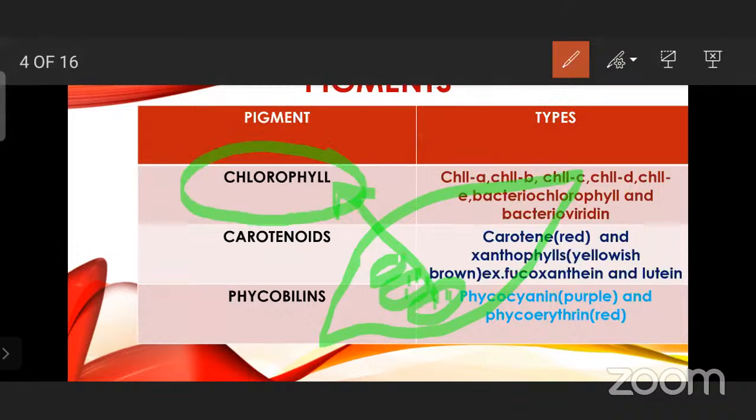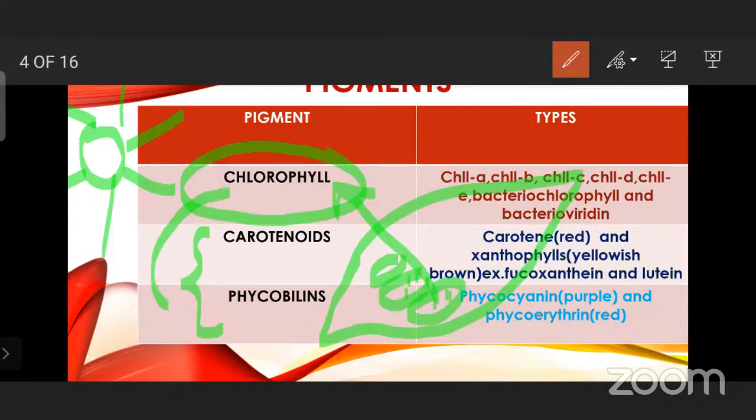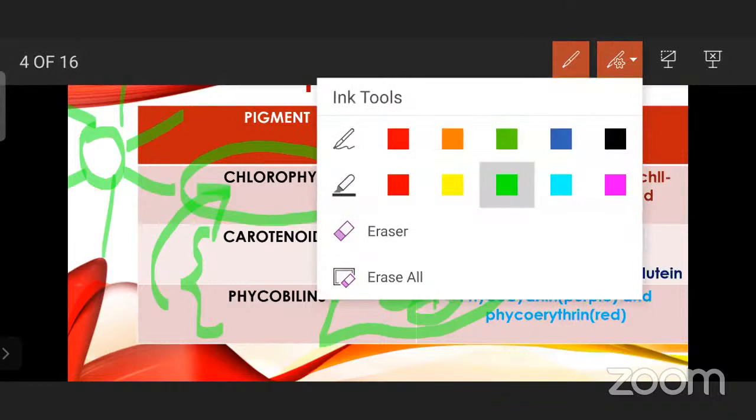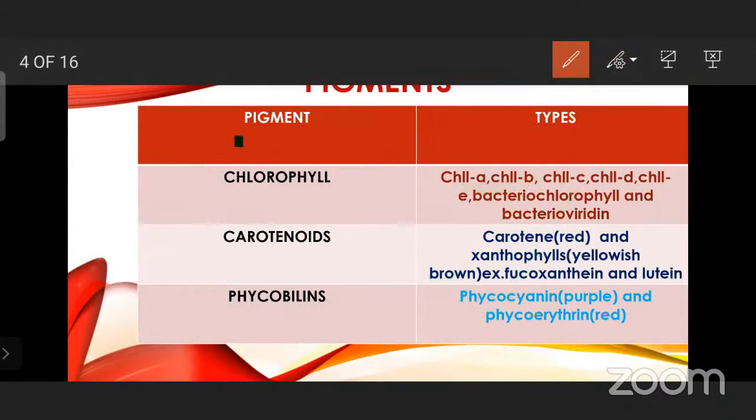This particular chlorophyll pigment is very, very important to trap the solar energy or harvest the sunlight energy. And carotenoids and phycobilins are also going to harvest. These are accessory pigments. They will also trap the sunlight energy and supply it to the chlorophyll reaction center. Chlorophyll A is the boss. So here, remember, a pigment is nothing but a molecule that absorbs light of specific wavelength.